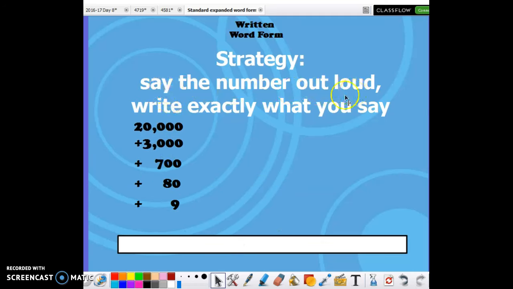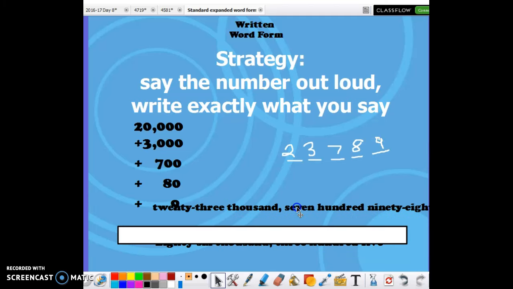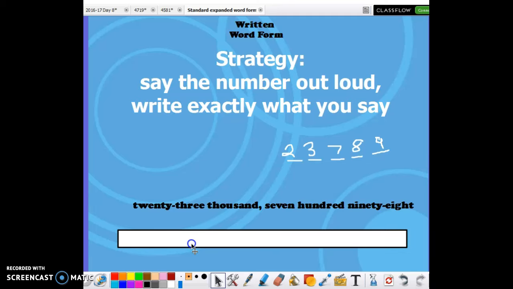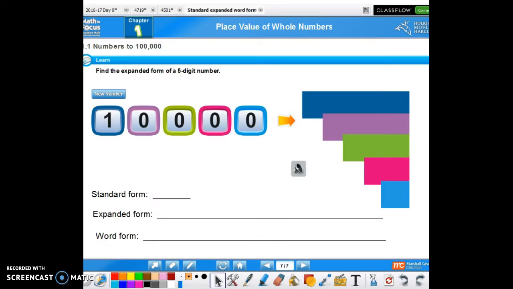You just need to say the number out loud, write exactly what you say. Let's try slow-mo. So the first thing I would do is I'd create a place value chart with 1, 2, 3, 4, 5 lines because it starts with ones, then the tens, then the hundreds, then the thousands, 10,000s. And I'd place each individual number in the correct place value holder, which then gives me a standard form number that I can say out loud, and I can write exactly what I say. 23,789, which means I would write exactly what I said. 23,789.